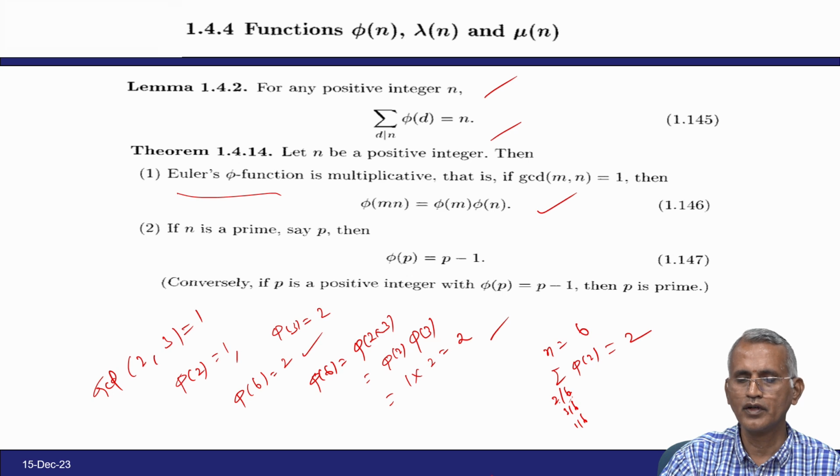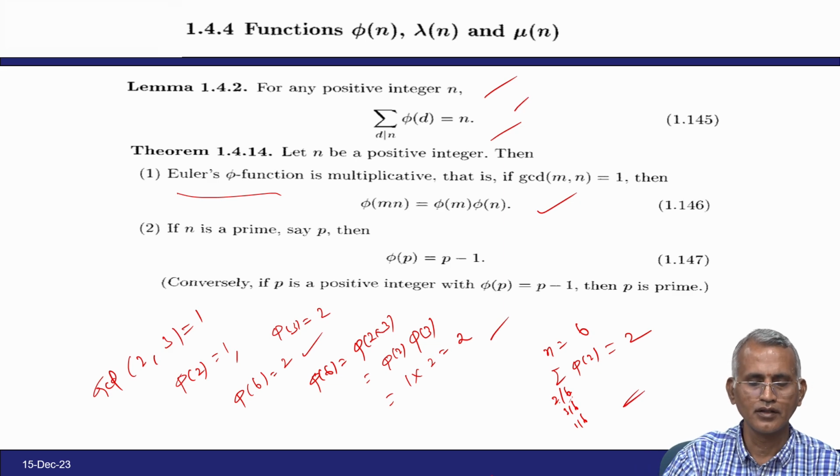So, phi of 2 is equal to 1, phi of 3 is equal to 2, phi of 6 is equal to 2, and phi of 1 is equal to 1. Adding them, 6 will come. That is the first one.